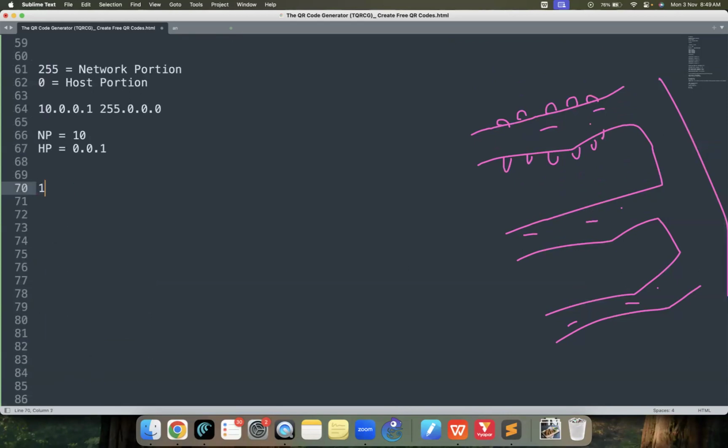Let me try one more time. 12.11.23.45 with mask 255.255.255.0. In this, what is the network portion? 12.11.23. What is the host portion? 45. Correct? Easy. Now I'm going to give you some questions, everyone.